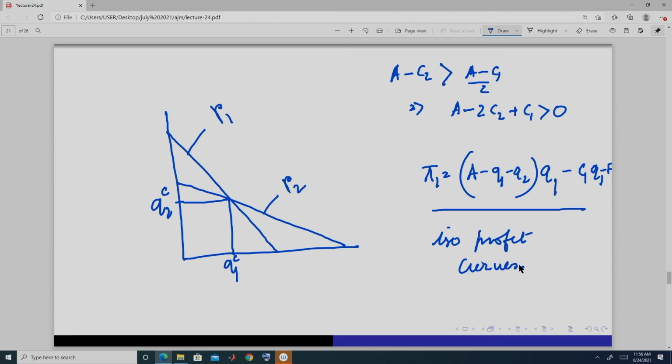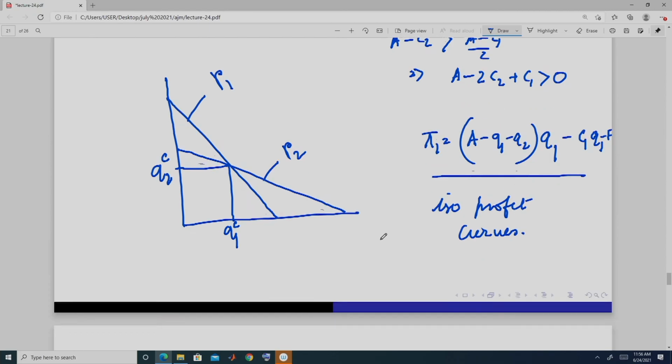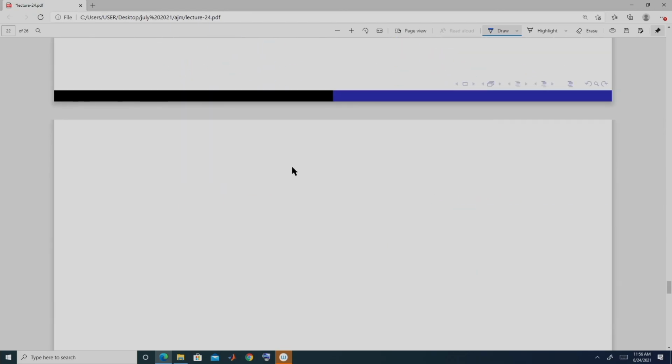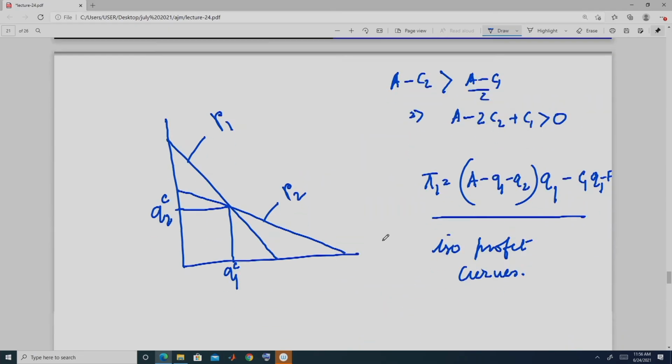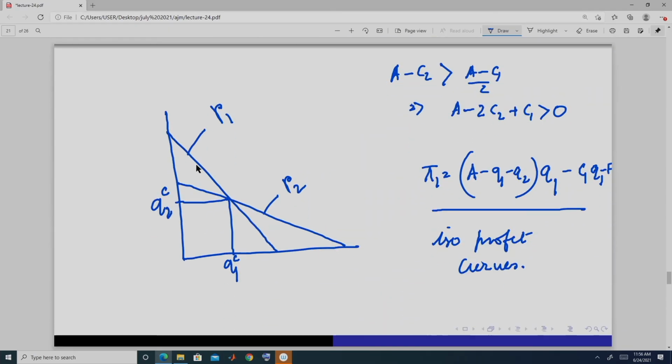What are isoprofit curves? Isoprofit curves are actually level curves. So, what we do? We fix the profit of firm 1 at this level and look at the combinations of Q1 and Q2 such that it gives me the same level of profit. Now, in this reaction function, if we fix the level of Q2 at some level and then find the optimal Q1, that is given by this reaction function. So, this function if we plot, you can look at this.